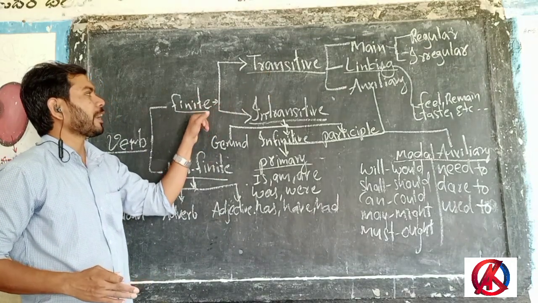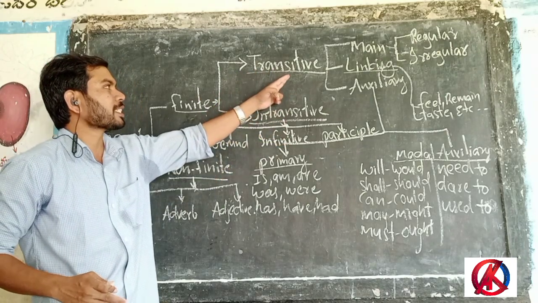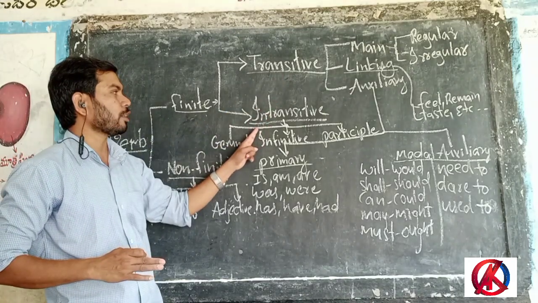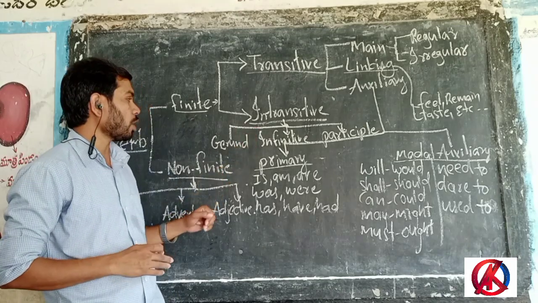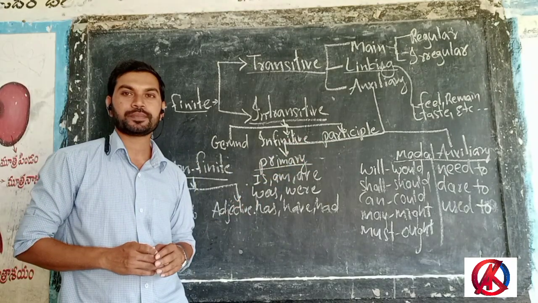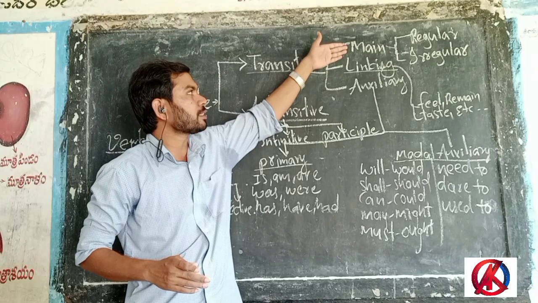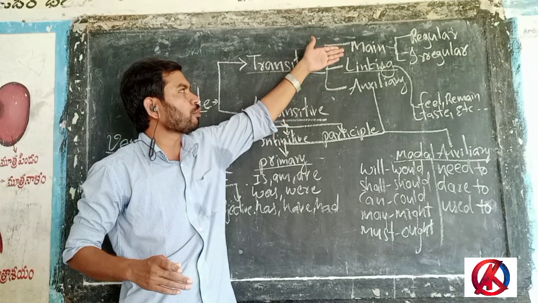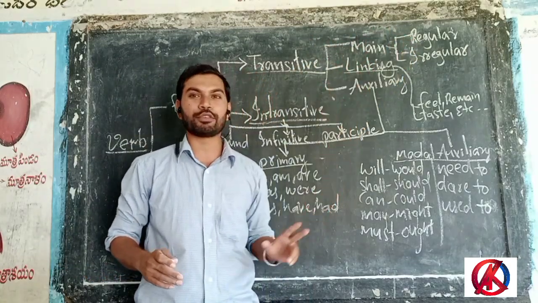Finite verb is divided into two types: transitive verb and intransitive verb. Transitive verb has a direct object, whereas intransitive verb doesn't have a direct object. But it works as a gerund, infinitive and participle. Now, transitive verb is further divided into three types. One is main verb, linking verb and auxiliary verb. Main verb has been divided further into two, regular verbs and irregular verbs.